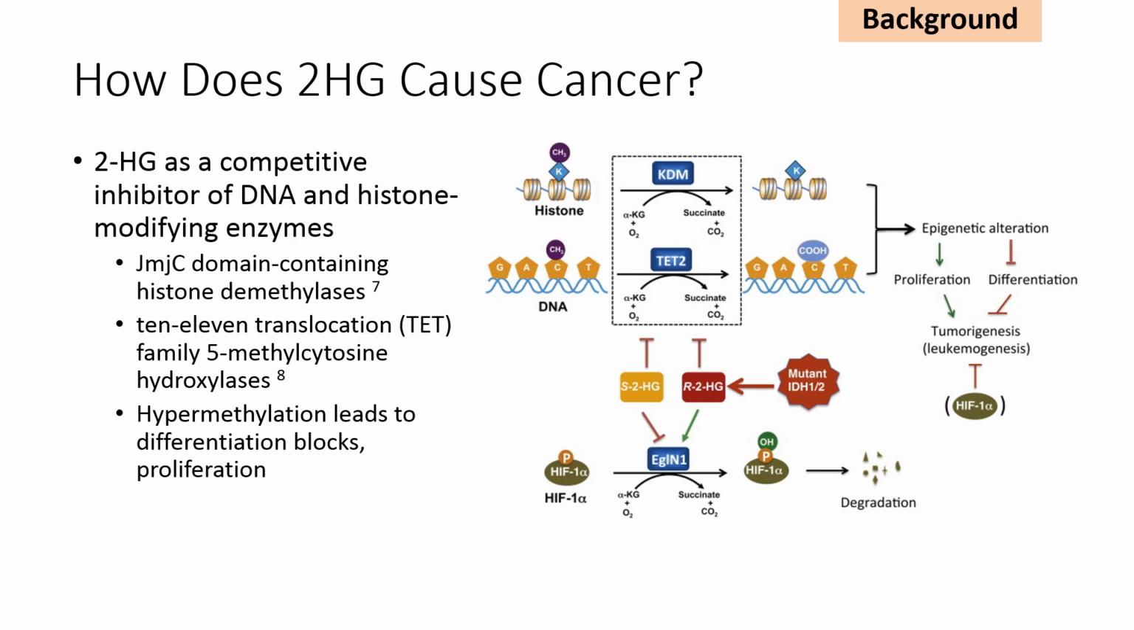So how does 2-HG go about causing cancer? There are three main hypotheses as to how this happens. The first is that 2-HG acts as a competitive inhibitor of DNA and histone modifying enzymes. As you're aware, these kinds of epigenetic modifications are really critical in determining everything from cell cycle progression to apoptosis, to rest, all that kind of stuff. So any aberrant epigenetic changes are going to increase the risk of cancer and differentiation blocks specifically.